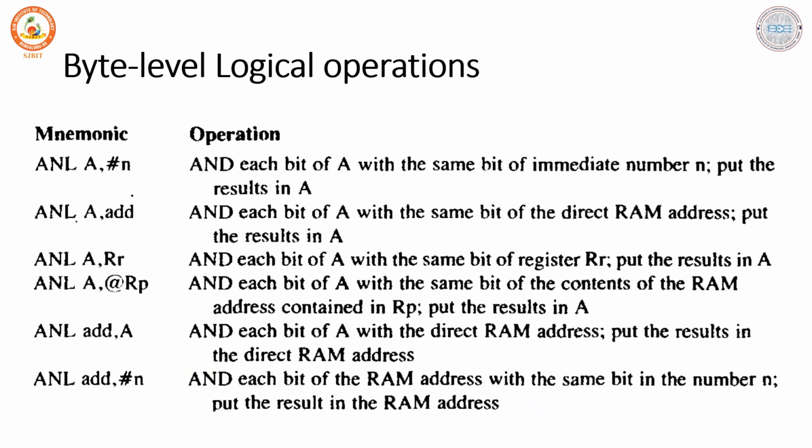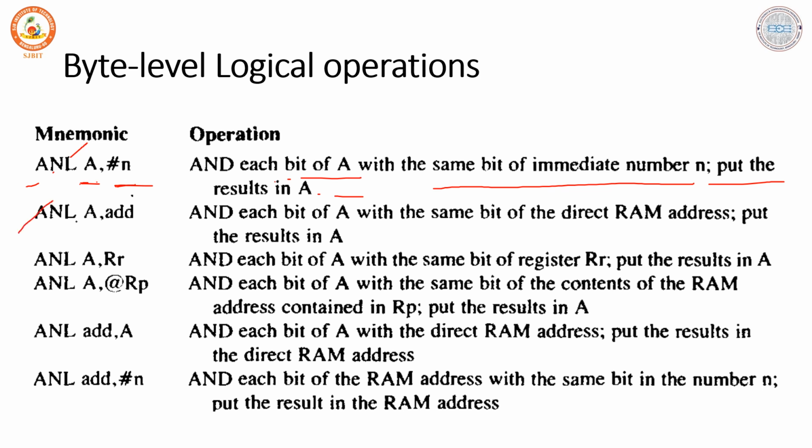Next, we'll discuss the byte level logical instructions. When we talk about the byte level logical instructions, we have the AND gate as the first instruction to discuss. ANL A comma hash N. So here ANL, we are ANDing the contents of the source and destination. Here the source is an immediate value, and the destination is the content of the accumulator. So we are ANDing each bit of the accumulator with the same bit of the immediate number N, and we are dropping the results in the accumulator, that is the destination location.